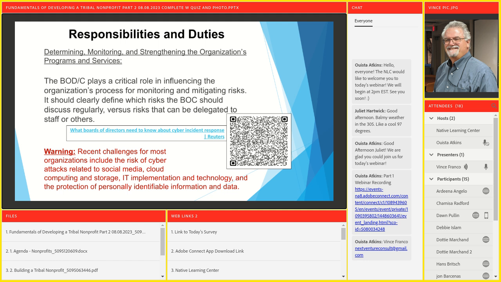Warning: recent challenges for most organizations include the risk of cyber attacks becoming more and more prevalent, right? Related to social media, identity theft, things like that. Cloud computing, storage, IT implementation, technology, and the protection of personally identifiable information. That PII, personally identifiable information, is becoming more and more critical. If you are receiving federal funds, like federal grants, you're going to have internal controls that protect personal information: name, social security number, date of birth, marital status, bank account. All of those are personally identifiable information, along, more recently, with biometrics. Eye scans, fingerprints, retina scans, facial recognition. All of those things are becoming more and more prevalent in what we do.